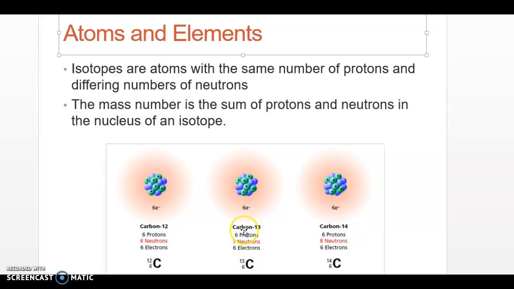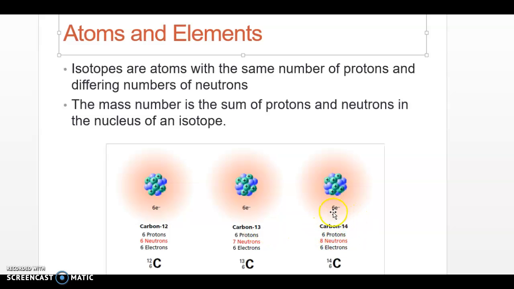We still have 6 electrons and 6 protons, notice, because they have to have the same amount of protons and electrons, and 6 means it's carbon. If it has 6, it is carbon. But if we have 7 neutrons, that makes an isotope. It has a differing number of neutrons. And so this makes it carbon-13.